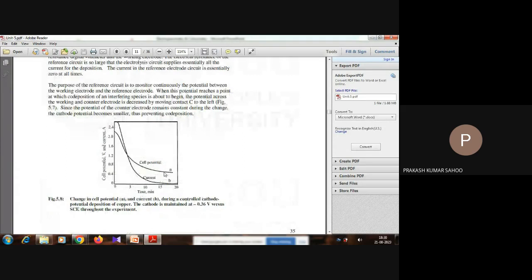Then we have this one, change in cell potential versus current plot. This is cell potential and current with time. So you have to remember this plot. Okay, so as time increases, the cell potential also gradually decreases.